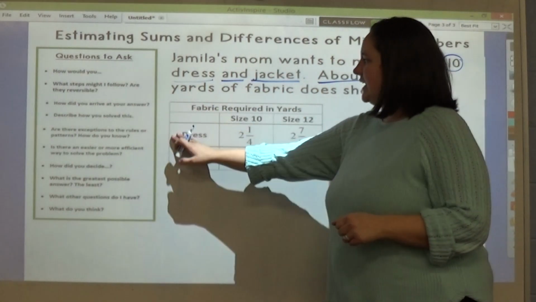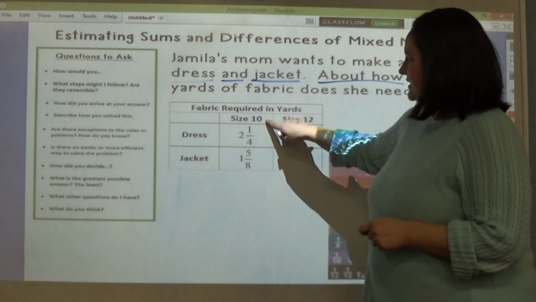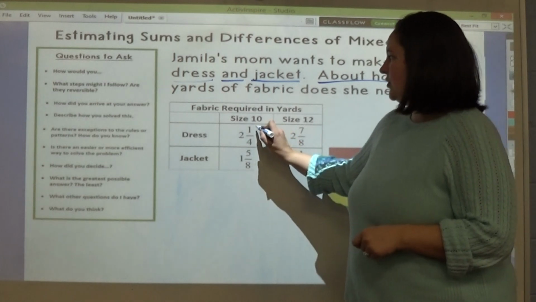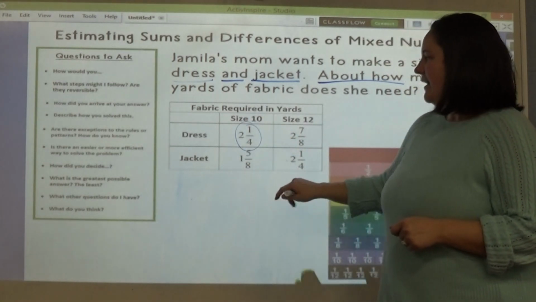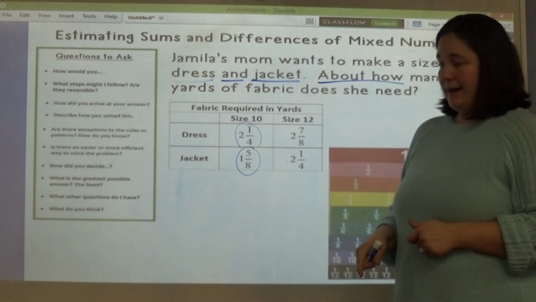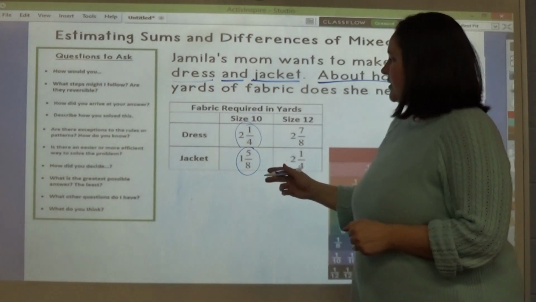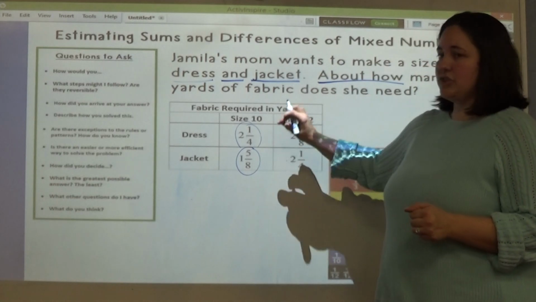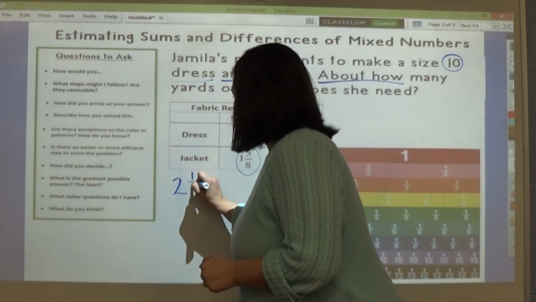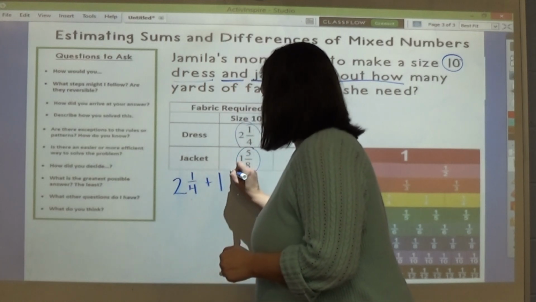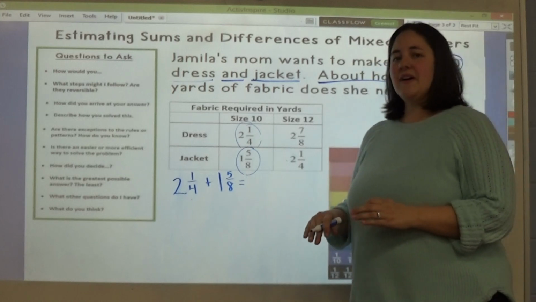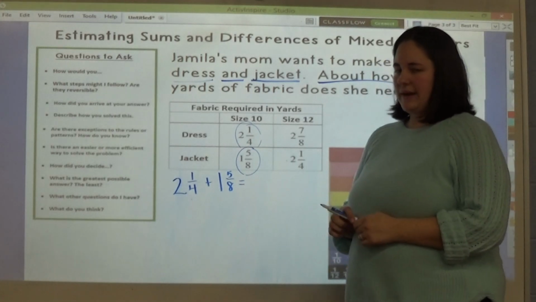So let's take a look at the information we've been given. A size 10 dress requires 2 1/4 yards of fabric, and a size 10 jacket requires 1 5/8 yards of fabric. To find the total amount, I'm going to add these two mixed numbers. So we have 2 1/4 plus 1 5/8 is equal to something. Now we're just finding about how many yards of fabric she's going to need.